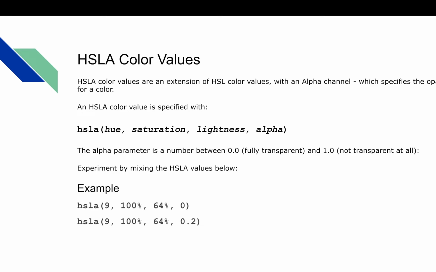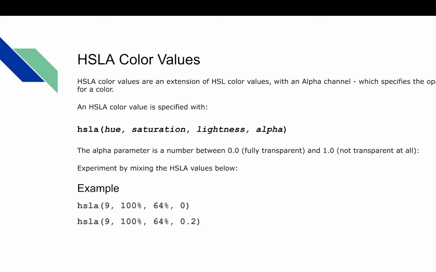Now, HSLA color values are an extension of HSL color values with an alpha channel. This specifies opacity, yes, just opacity. So an HSLA color value is specified with what? Hue, saturation, lightness, and alpha. The alpha parameter is a number between 0.0 and 1.0. 0.0 is fully transparent, 1.0 is not transparent at all.